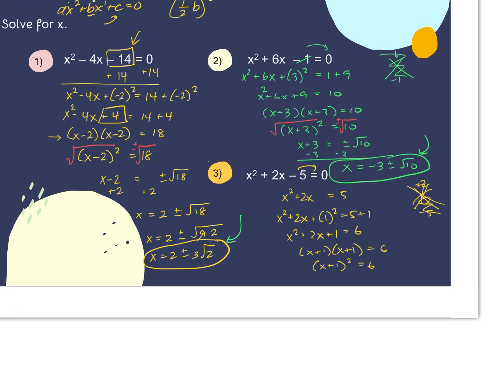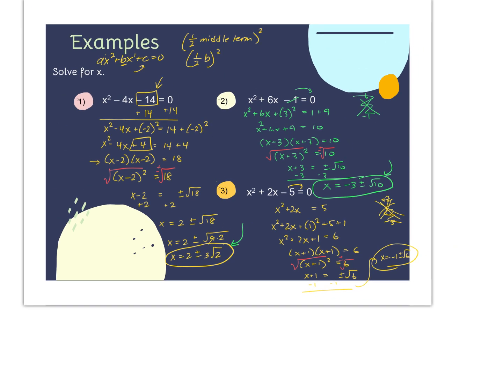And again, now I take the square root of the left side and the plus or minus root of the right side. And I get x plus 1 equals positive and negative square root of 6. So I'm going to subtract 1 from both sides, and I'm going to get x equals -1 plus or minus square root of 6. And there's your answer.